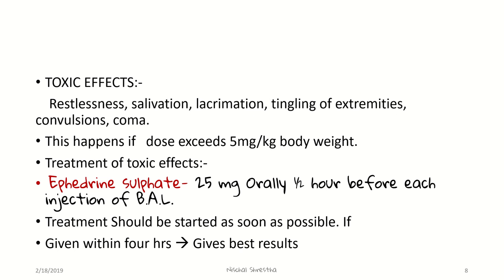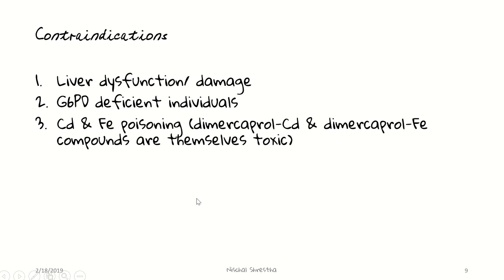And the maximum dose that can be given is 5 mg per kg body weight, and if it exceeds this dose, then toxic effects are seen like restlessness, salivation, lacrimation, tingling of extremities, convulsions, coma. And for the treatment of toxic effects, we can give ephedrine sulfate as prophylaxis, 25 mg orally, half an hour before injection of BAL.